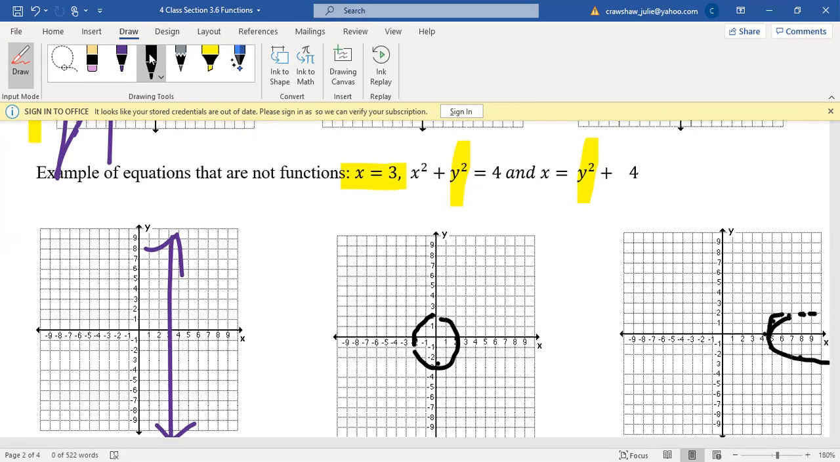A little bit more like that. But it's a sideways parabola, and a vertical line is going to touch more than one point. So if the y is raised to an even power, that equation does not represent a function.